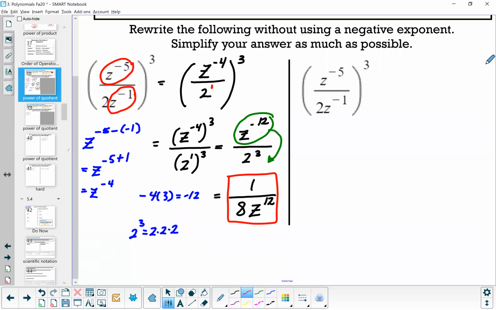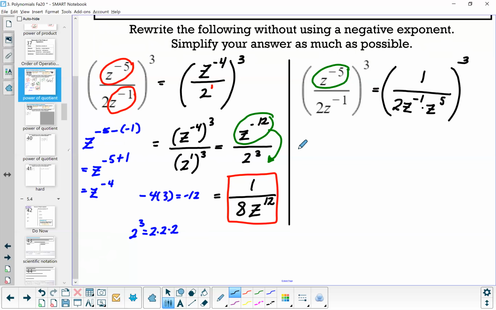Now let's try this again. This time, I am going to choose to take the reciprocal of z to the negative 5. Now I can also take the reciprocal of z to the negative 1, but I'm going to try to be clever here. Watch what happens. If I take the reciprocal of only z to the negative 5, in the denominator I have 2 and then z to the negative 1 times z to the positive 5. And then in the numerator, we know we still have a 1, right? So that's what I'm left with.